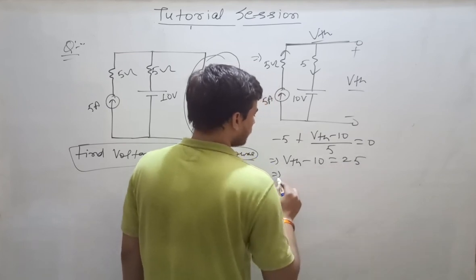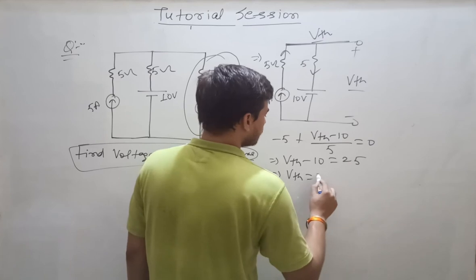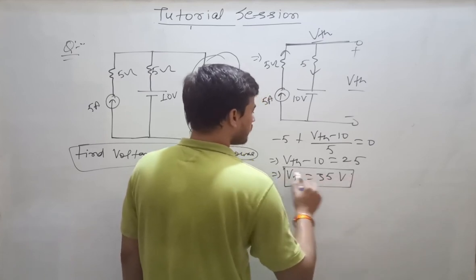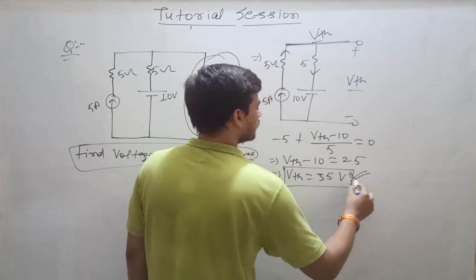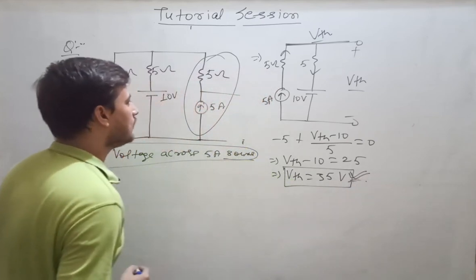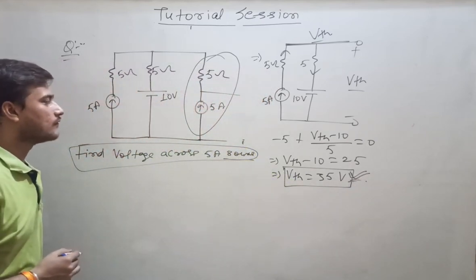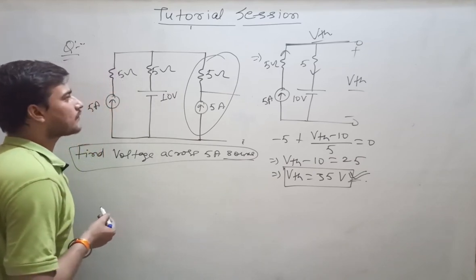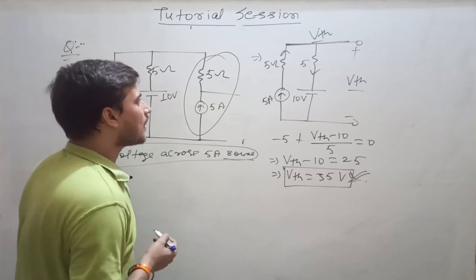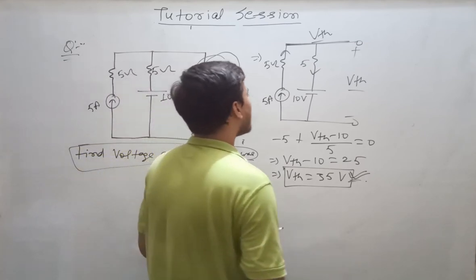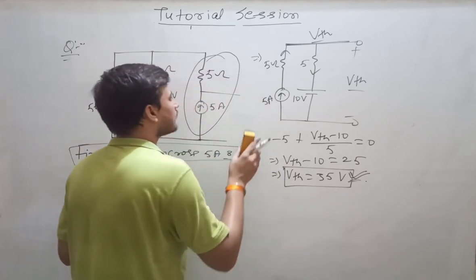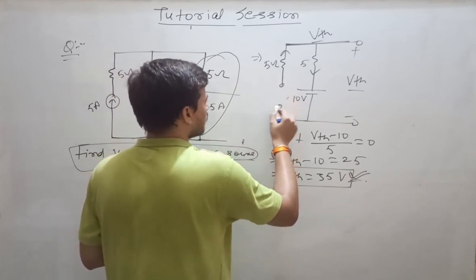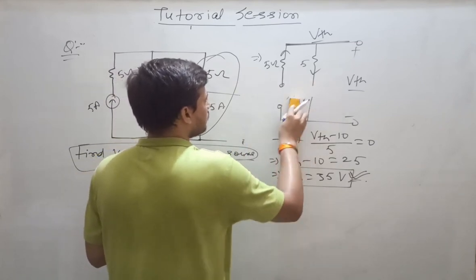From here VTH will be equal to 35 volt. So once you got the value of VTH, next you have to find RTH. To find RTH, we will have to deactivate the current source and voltage source. Current source will be open circuited, voltage source will be short circuited.